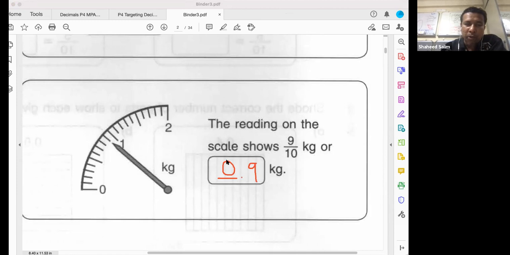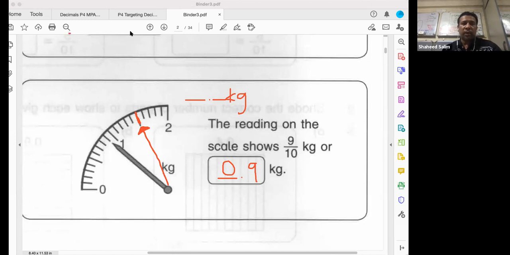So it's 0.9. Now I'm going to give you another question. We use the same one. If let's say now the needle is pointing here, what is the answer for this one? Can you send me also? Let's say the needle now is pointing like that. What is the answer now in kg? The needle is pointing to this big one here. Well done, Razik.